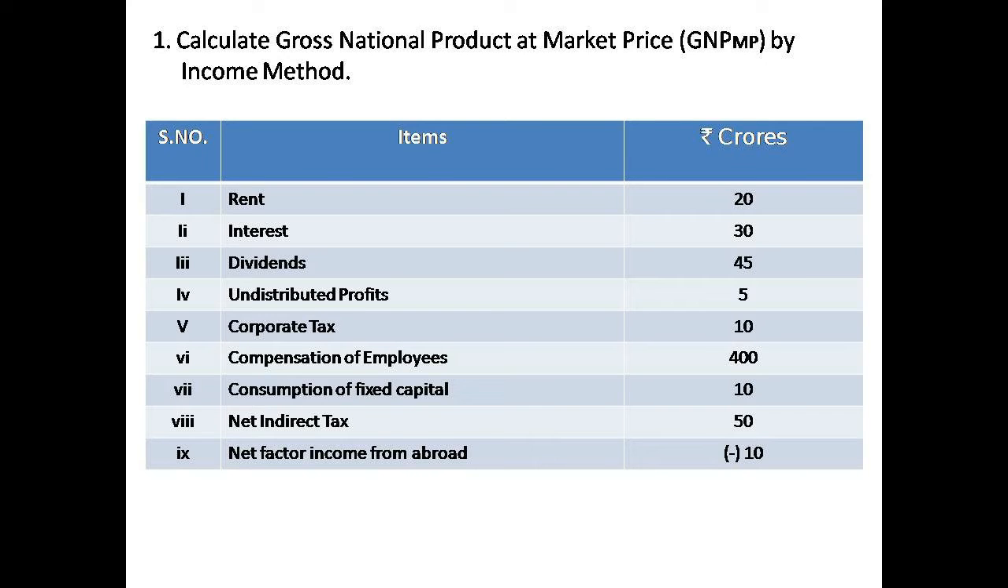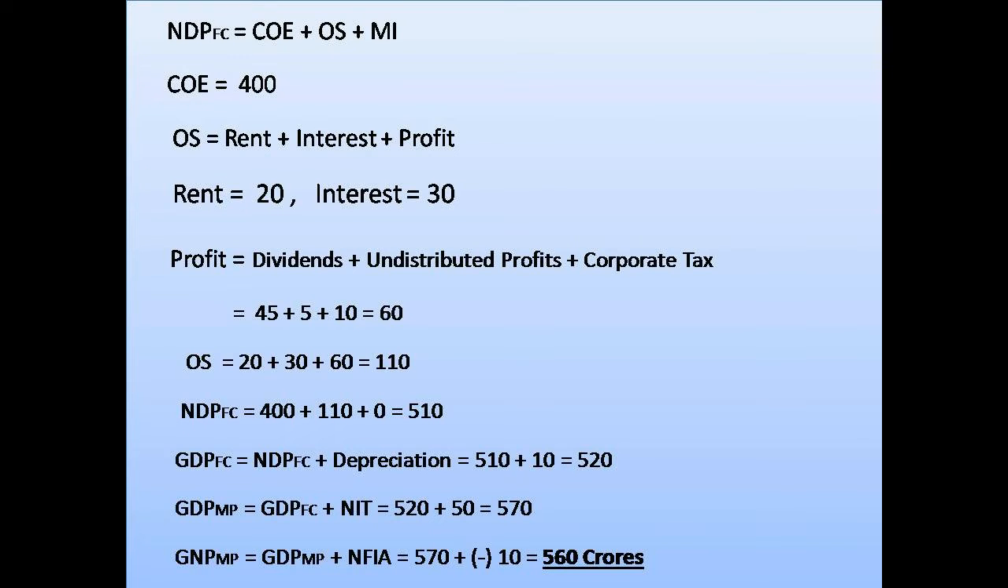Now let's see how this problem is solved. First we write the formula. NDPFC is equal to COE plus OS plus MI. COE is given directly in the problem, it is 400. OS we have to calculate: rent plus interest plus profit. Rent is given as 20, interest is given as 30, profit we need to find out: dividends plus undistributed profit plus corporate tax. Dividend is 45, undistributed profit is 5, and 10 is corporate tax. Altogether we get 60. So 60 crore is actually profit.